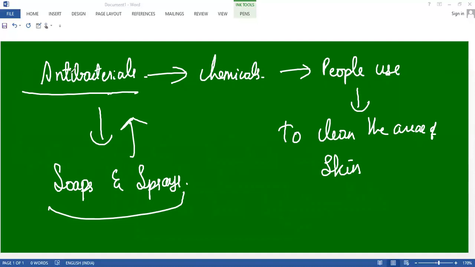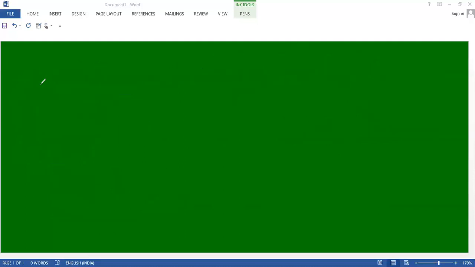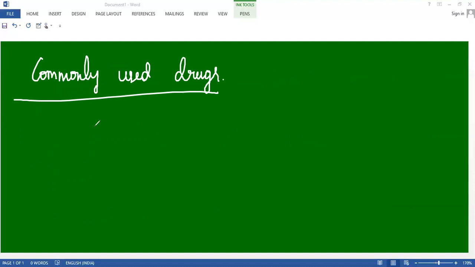So what does an antibacterial do? It is a chemical, and people use these antibacterials to clean areas of the skin. An example I can give is soap and spray. These soaps and sprays are the antibacterials. And now let us know the commonly used drugs. We'll list some of the drugs commonly used as antiseptics or disinfectants. As I said, there are different types of antiseptics. It may not be the same for all types of wounds or infections. It will be different for each infection.